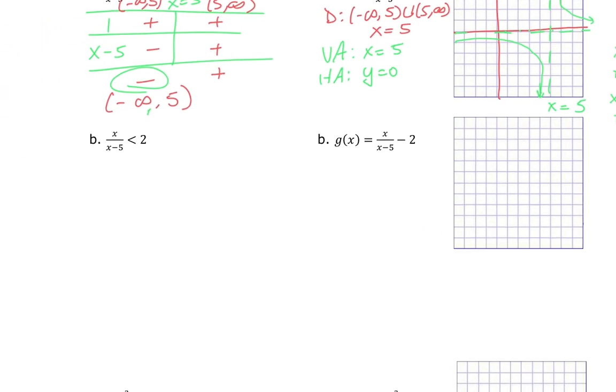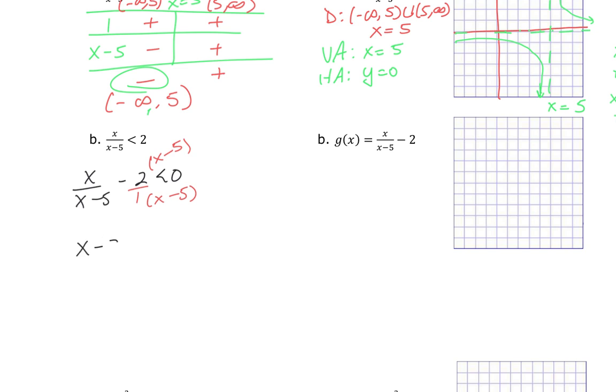On this example, since I don't already have it set where I have a 0 on one side of the inequality, I'm going to have to move this 2 to the other side. So I have x over x minus 5 minus 2 is less than 0. Now I have to make this a single fraction. So this is 2 over 1. So I'm going to multiply by x minus 5 to the numerator and x minus 5 to the denominator so I can make a single fraction.